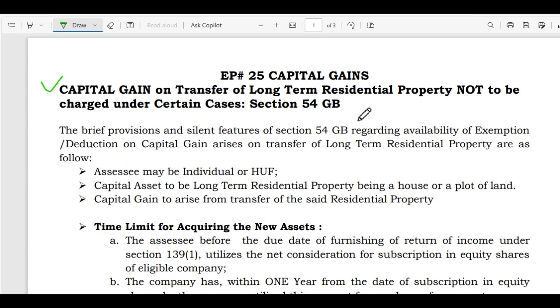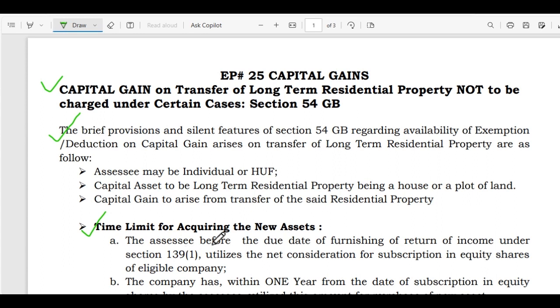The brief provisions and salient features of section 54GB regarding availability of exemption or deduction on capital gain arising on transfer of long-term residential property are as follows. SSE may be individual or HUF. Capital asset to be long-term residential property being a house or plot of land. Capital gain to arise from transfer of the said residential property. Time limit for acquiring the new assets.